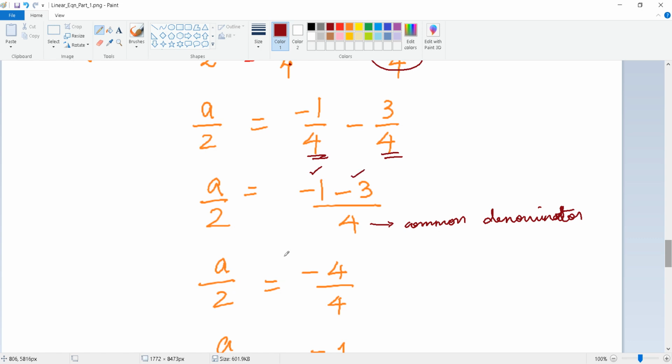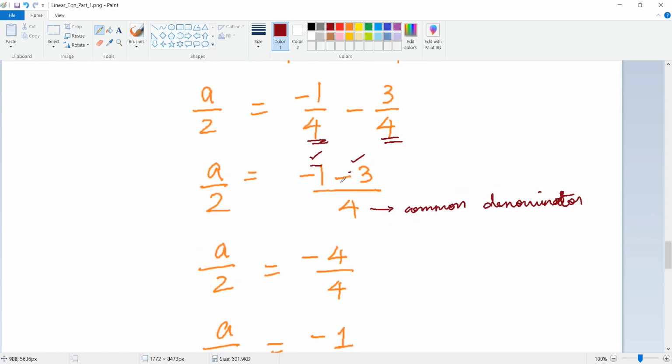Now on the top, the numerator, you can just simply write minus 1 and minus 3. When you have minus minus, you are going to add. So minus 1 minus 3 is going to give you minus 4, minus 4 divided by 4. Be careful of the negative sign. You should have a negative sign over here.